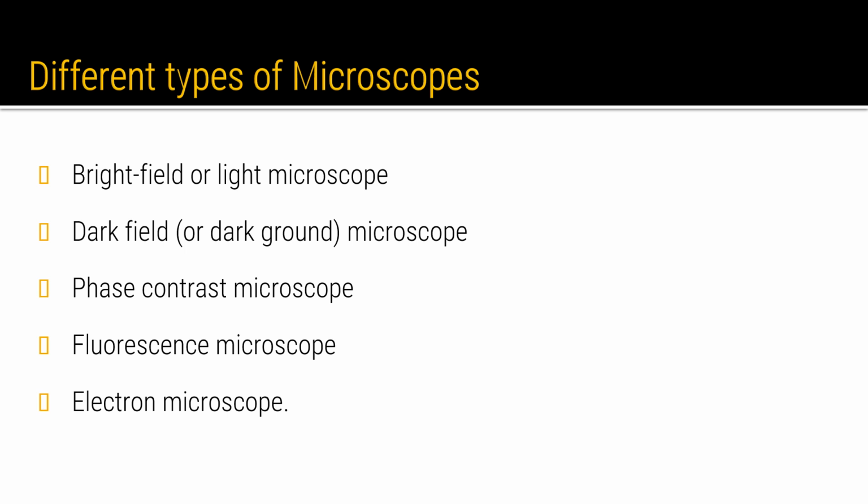Coming to the topic, there are different types of microscope. What is the use of microscope? Can anyone answer? Yes, correct. It is used to magnify objects which are not able to be visualized using an unaided eye. The different types of microscope are as follows: the bright field microscope or the light microscope, the dark field microscope, the phase contrast, fluorescent and electron microscope. Today we will be discussing mainly the bright field microscope or the light microscope.